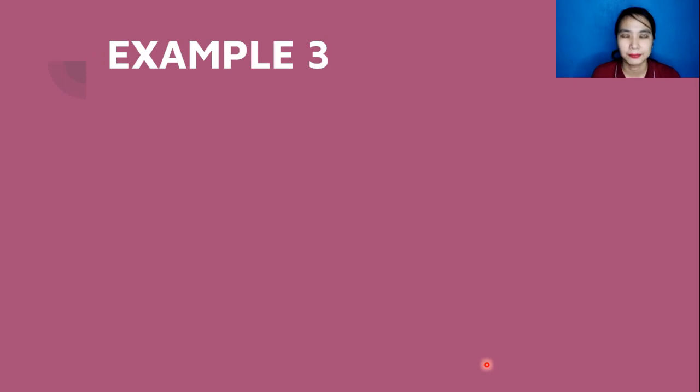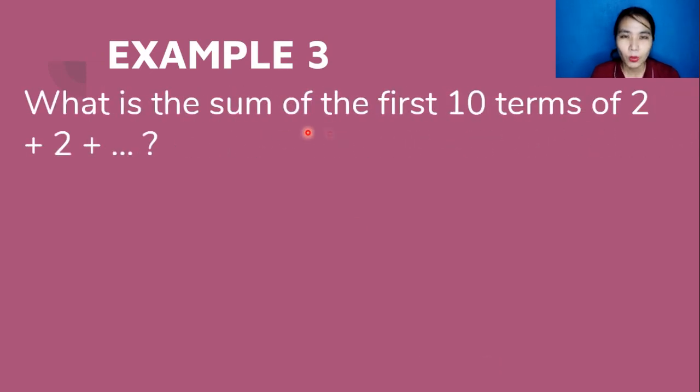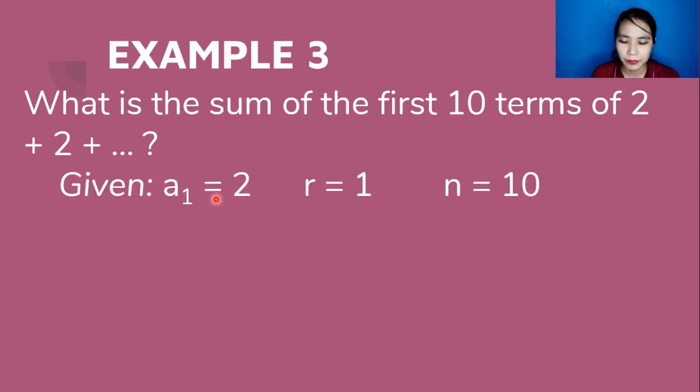Example number 3. What is the sum of the first 10 terms of 2 plus 2 plus so on and so forth? As you have noticed, our first term, a sub 1, is 2, and our r will be equal to 1, because 2 divided by 2 is equal to 1. And the number of terms will be equal to 10.